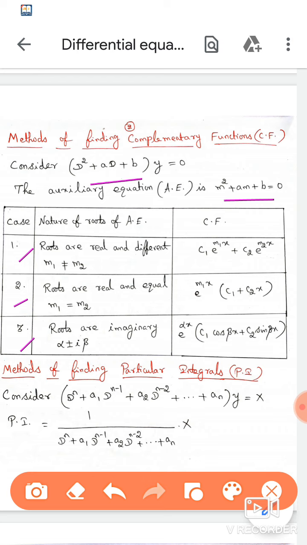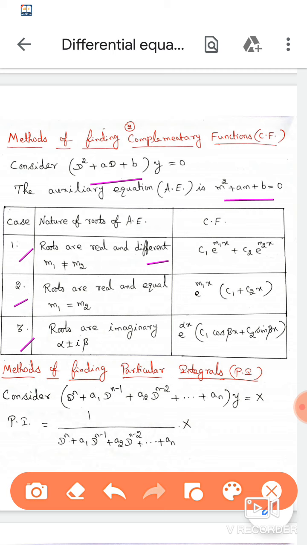If the roots are real and different, then the complementary function is c1 e power m1 x plus c2 e power m2 x. If the roots are real and equal, then the complementary function is e power m1 x (c1 plus c2 x). If the roots are imaginary, then the complementary function is e power alpha x (c1 cos beta x plus c2 sin beta x).